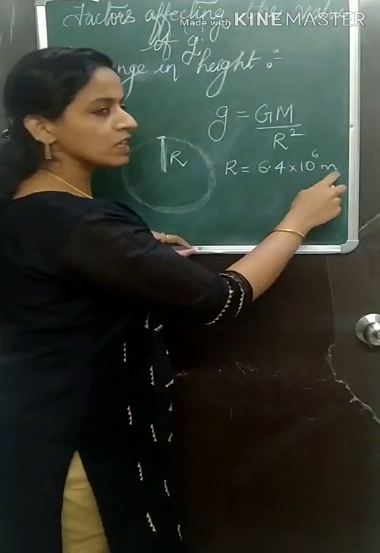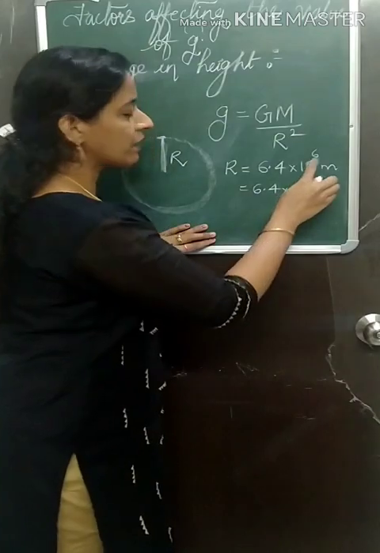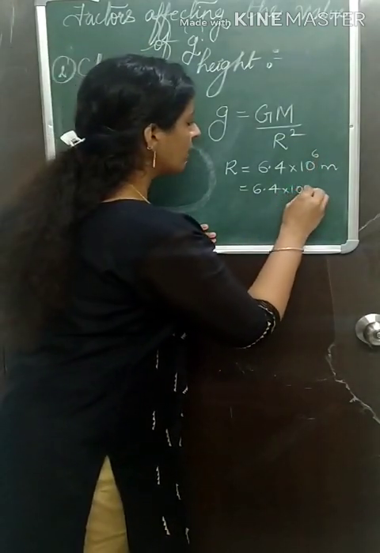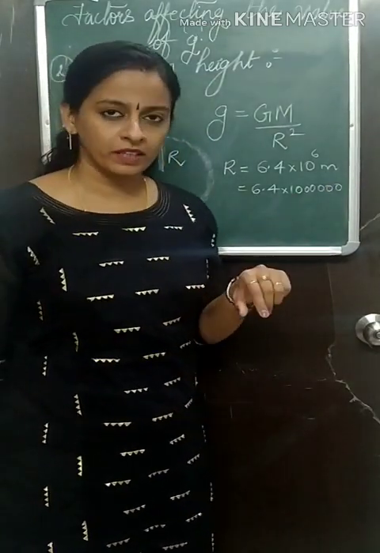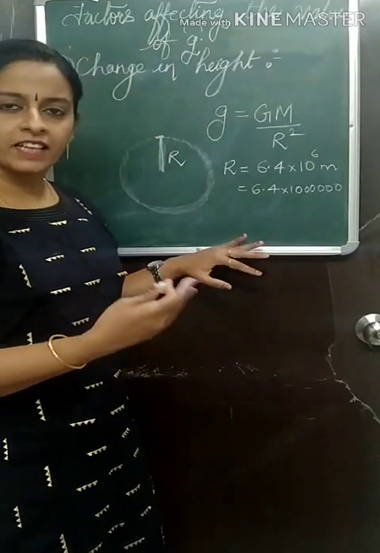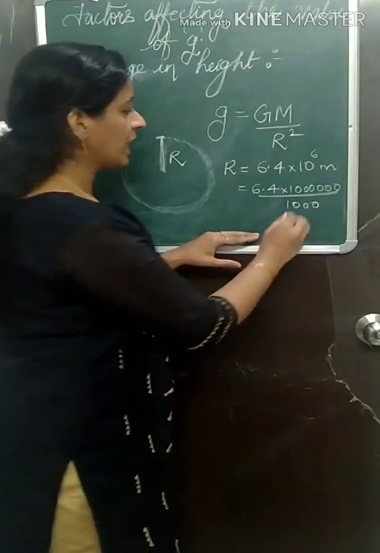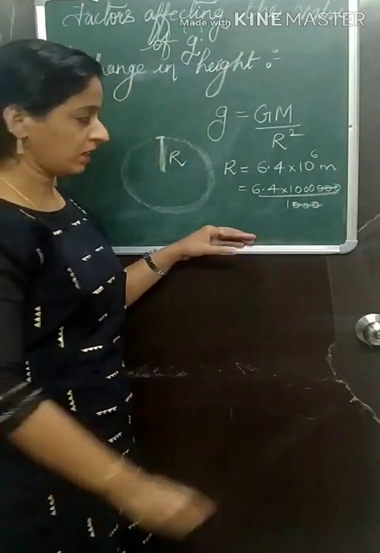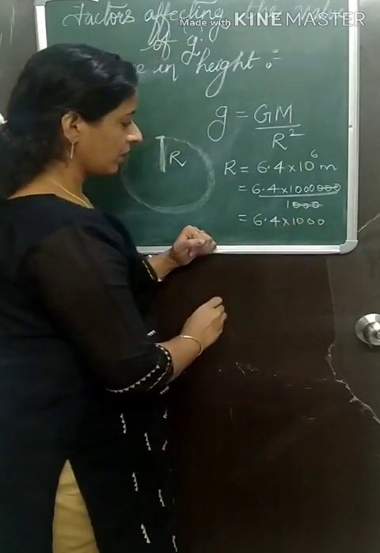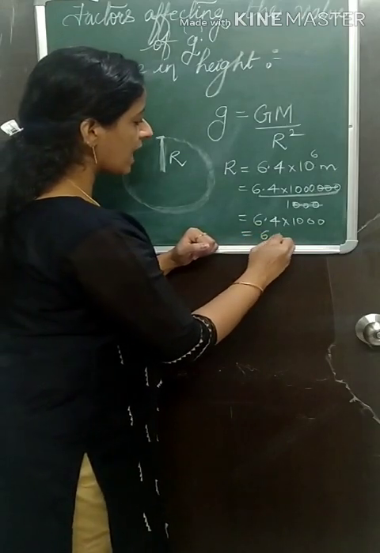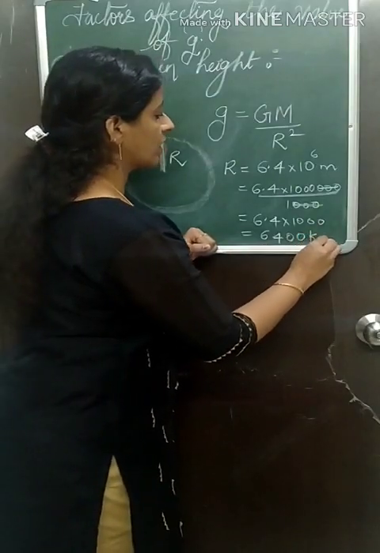Now if I want to convert this into kilometer, what will I do? 6.4 into 10 raised to 6 means I can write it as 6.4 followed by 6 zeros. I want to convert it into kilometer. Meter to kilometer means I will divide that by 1000. So if I divide this by 1000, what am I getting? 3 zeros cut. So I will get 6.4 into 1000. If I multiply, you will get the answer as 6400.